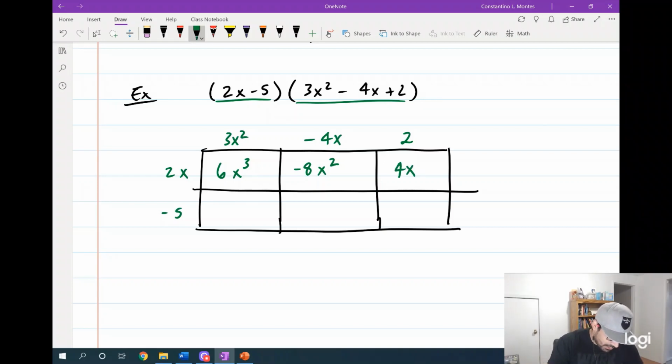All right, so let's go back to the bottom row, and we're going to multiply. First, find the area of this bottom left-hand corner. 3x squared times negative 5x. Negative 5 is negative 15x squared. Next one is negative 4x times negative 5. That's positive 20x. I guess I don't need the plus, right? And then the last one is 2 times negative 5. Easy, negative 10.